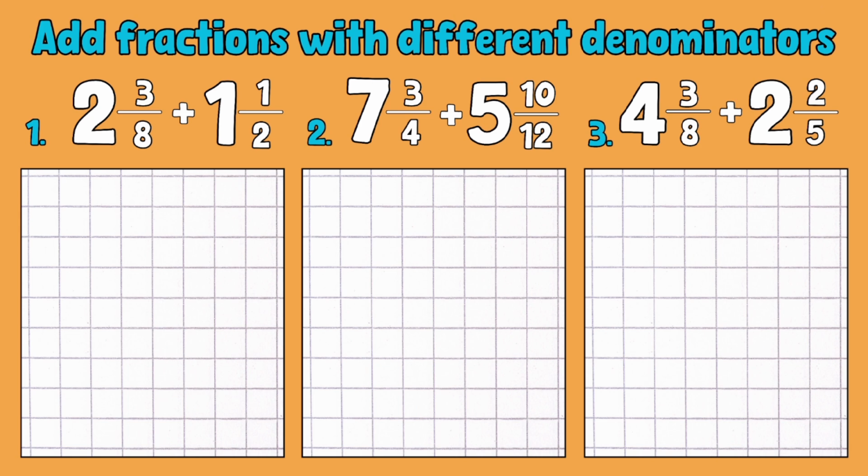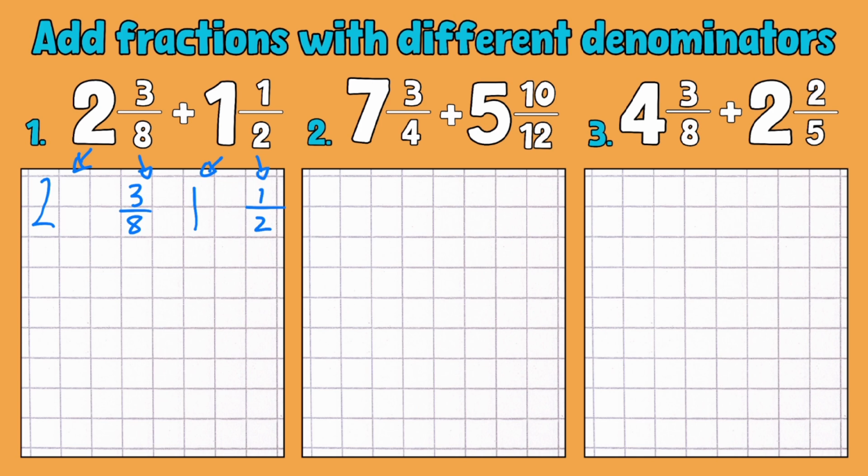So it's important to know what mixed numbers actually are. Our mixed numbers are made up of a whole number and a fraction part. So 2 3/8 is made up of the whole number 2 and the fraction 3/8. The same for 1 1/2. So we've got a whole 1 and then we've got a half as well.